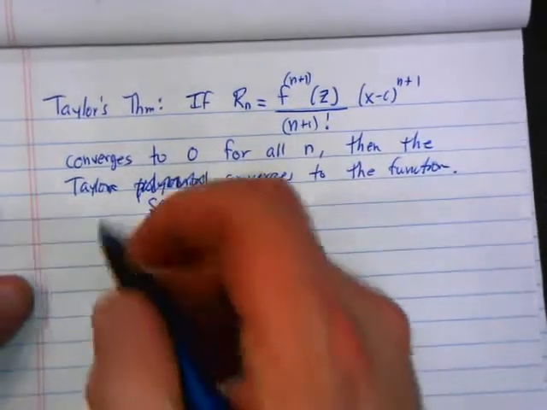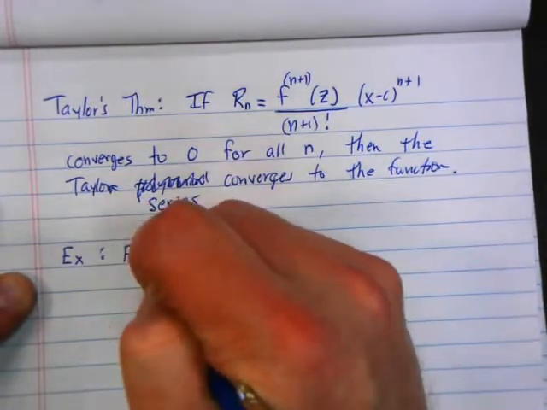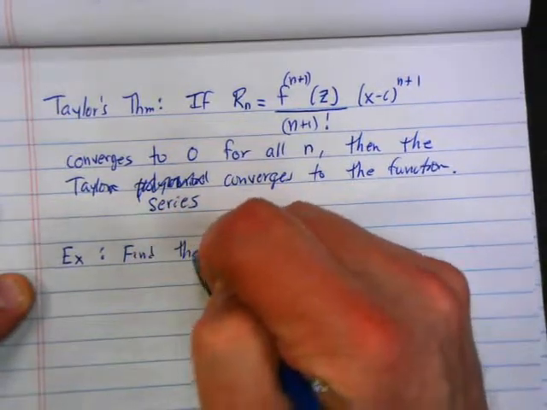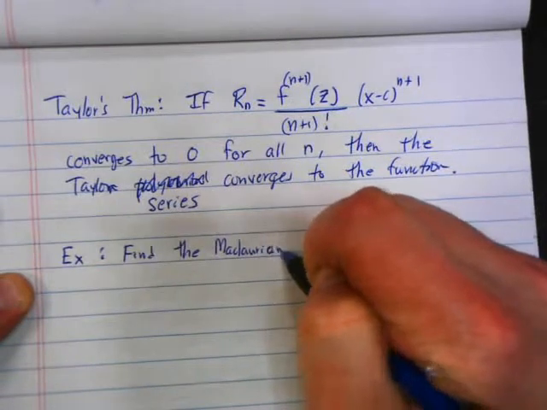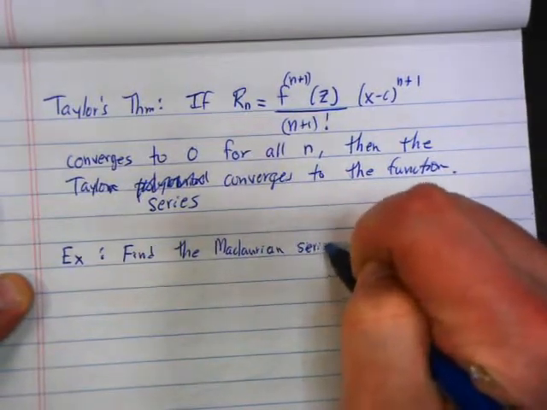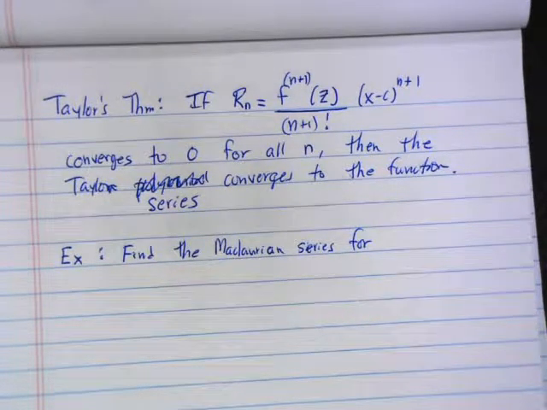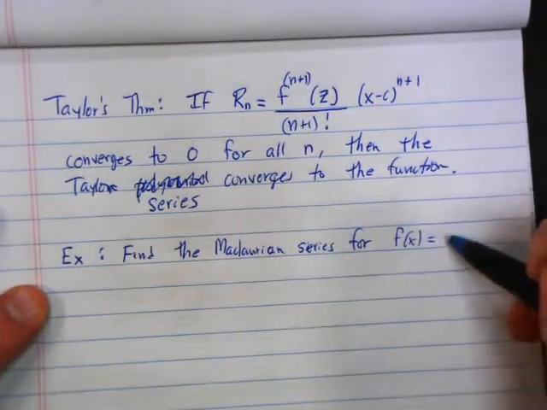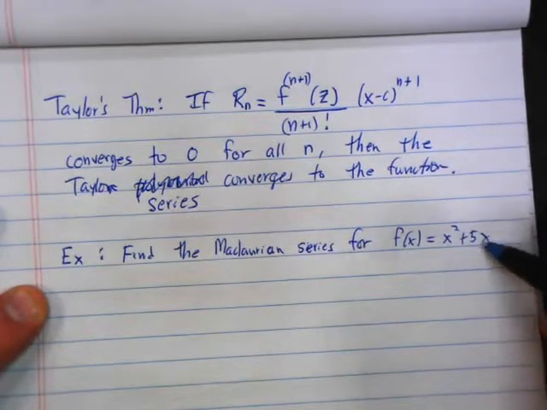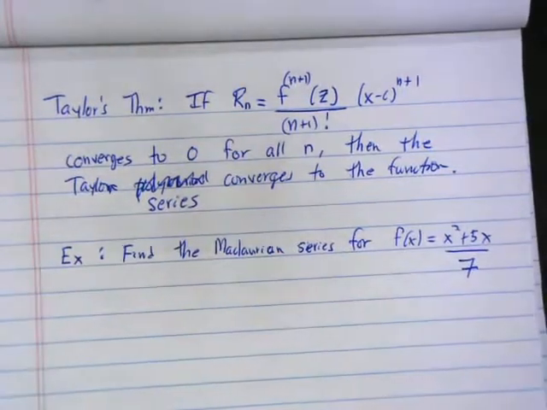Okay, so for example, find the Maclaurin series for, somebody give me a nice function. Anybody got a function they like a lot? x squared plus 5x over 7. f of x equals x squared plus 5x all over 7? Yeah, all over 7. Okay.